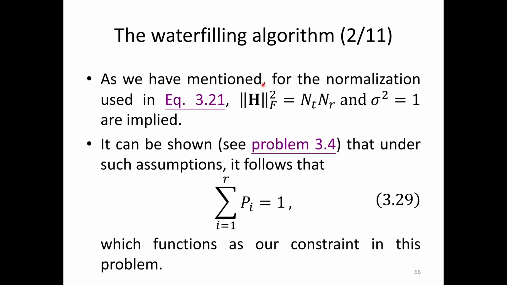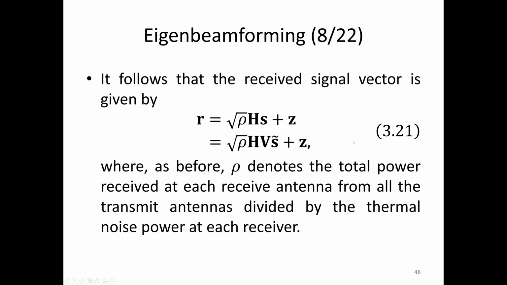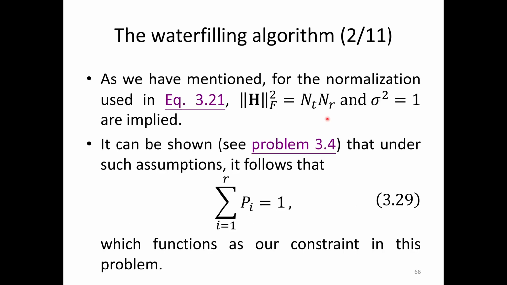Okay, as we have mentioned for the normalization used in equation 3.21. Let us go to equation 3.21. In equation 3.21, it follows that the received signal vector is given by R is equal to the square root of rho times H times V times S tilde plus Z. Okay, let us go back to page 66.